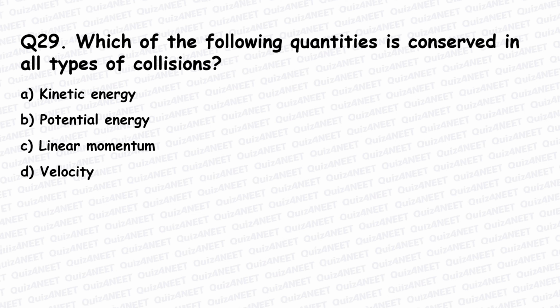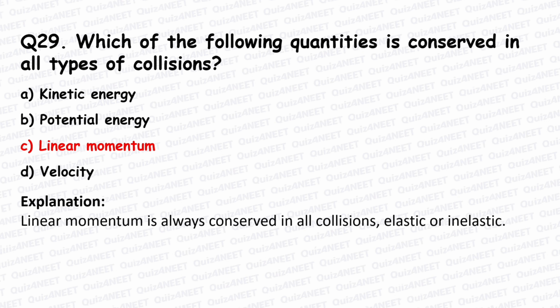Q29. Which of the following quantities is conserved in all types of collisions? A, kinetic energy; B, potential energy; C, linear momentum; D, velocity. Answer: C, linear momentum. Explanation: Linear momentum is always conserved in all collisions, elastic or inelastic.